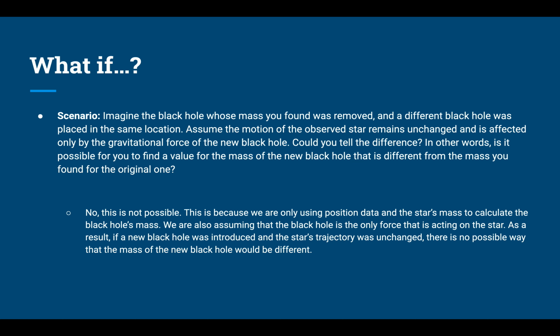Now, imagine the black hole whose mass we found was removed and a different black hole was placed in the same location. Could you tell the difference? In other words, is it possible for you to find a value for the mass of the new black hole that is different from the mass you found for the original one? Simply put, this is not possible. This is because we are only using position data and the star's mass to calculate the black hole's mass. We're also assuming that the black hole is the only force acting on the star. So as a result, if a new black hole was introduced and the star's trajectory was unchanged, there is no possible way that the mass of the new black hole would be different.